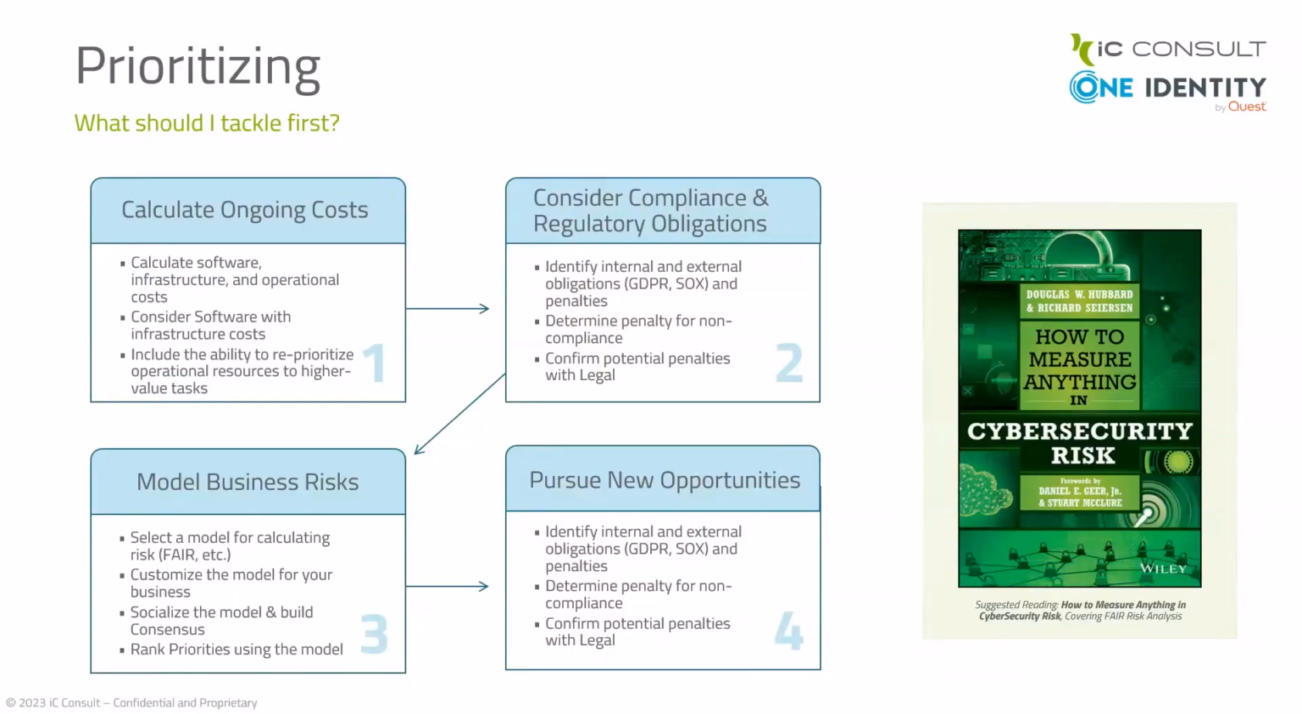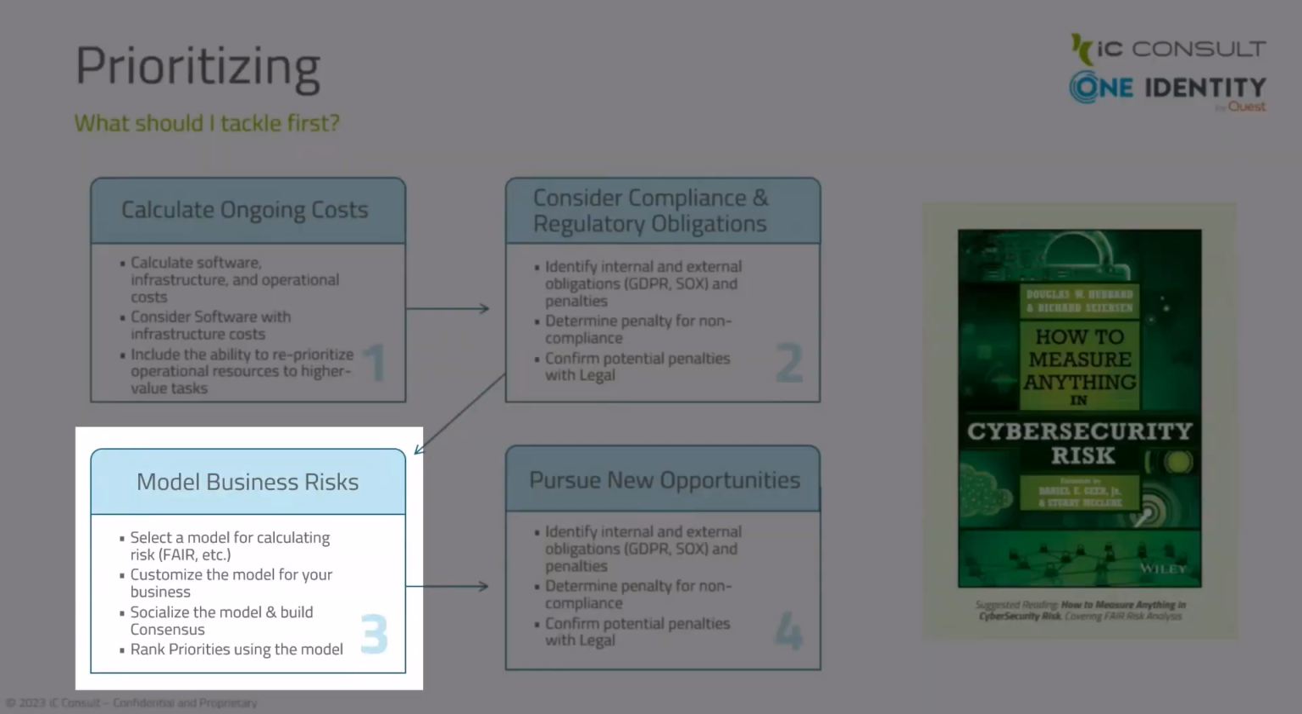As an example, in the GDPR and privacy space, sometimes there have been very, very large fines levied against organizations. And so understanding the value or the potential damage that those regulations and their fines may cause is an important step in this. Next, it's important to take the items from 1 and 2, so your ongoing costs, your compliance and regulatory obligations, and build a model that's appropriate for your organization.